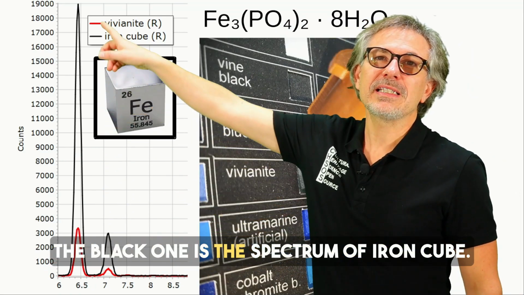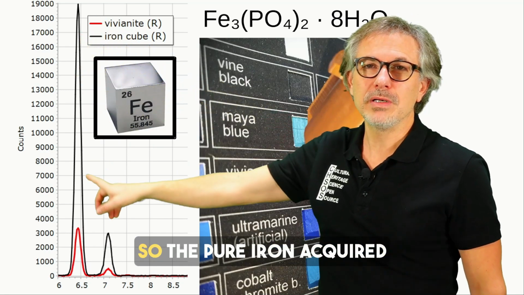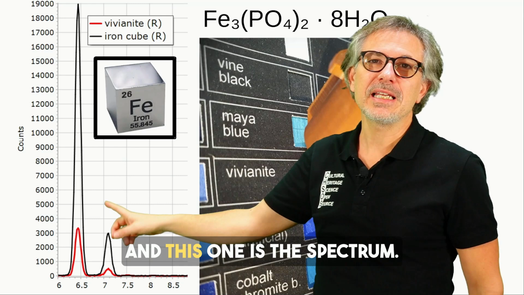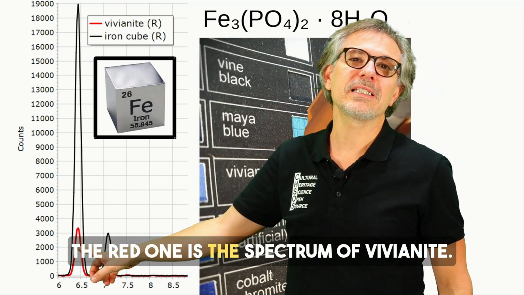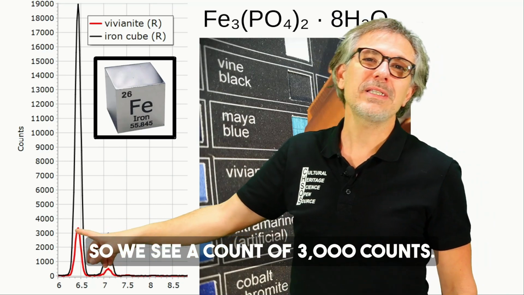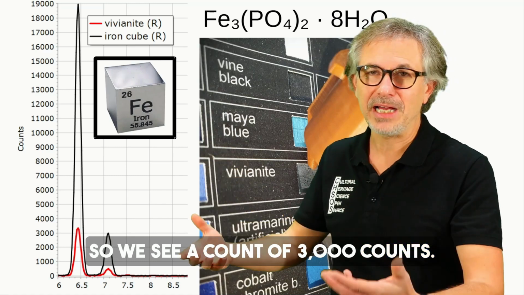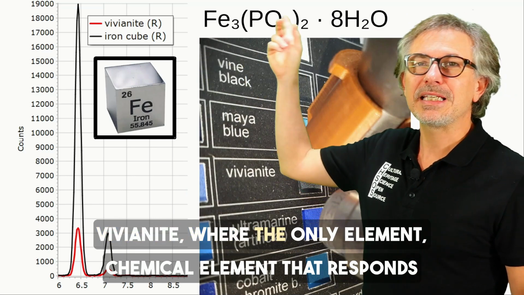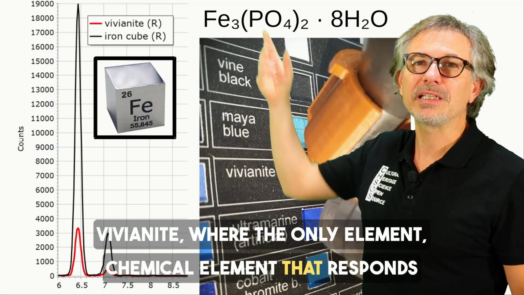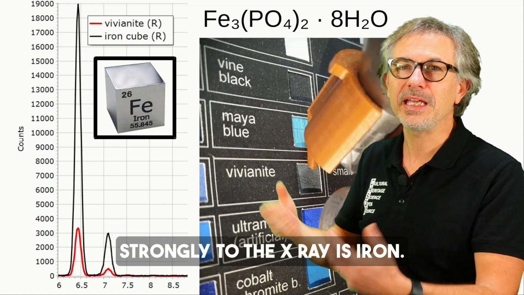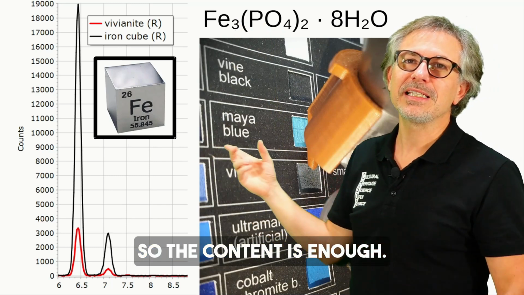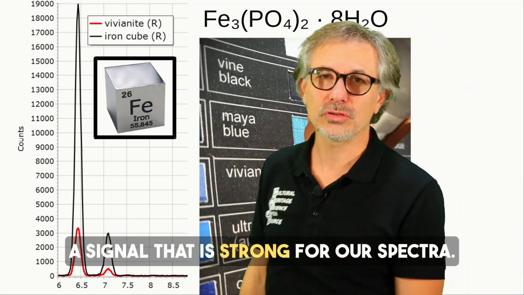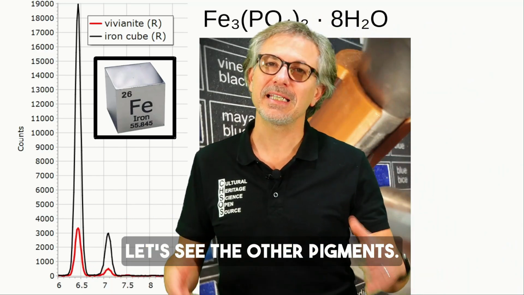The black one is the spectrum of the iron cube, so the pure iron, acquired with the routine filter setup, and the red one is the spectrum of vivianite. So we see a count of 3000 counts, so the signal is pretty strong for this pigment, vivianite, where the only chemical element that responds strongly to the X-ray is iron. So the content is enough, this pigment is rich in iron, and we have a strong signal in our spectra. Let's see the other pigments.